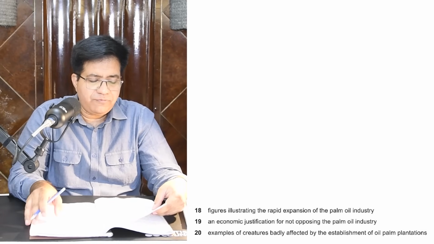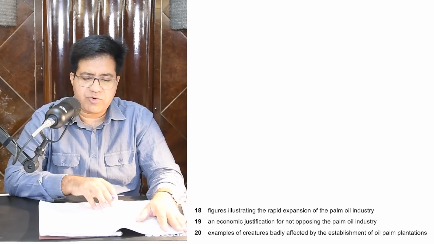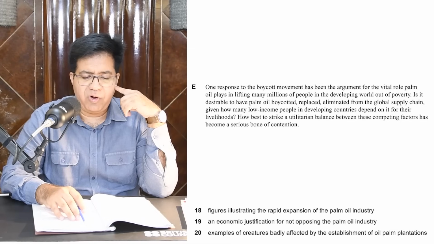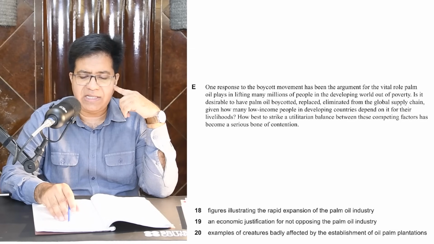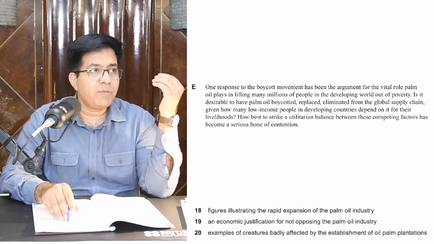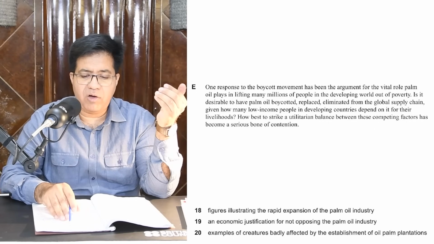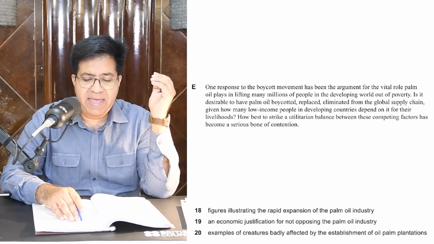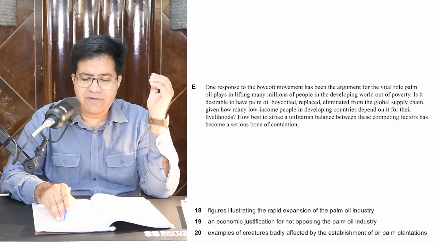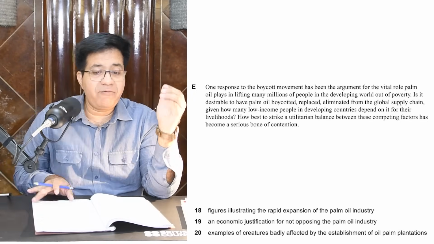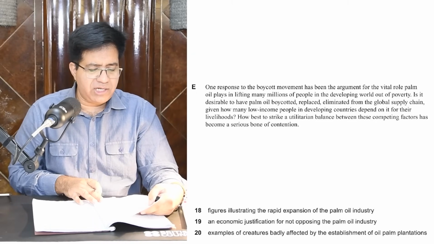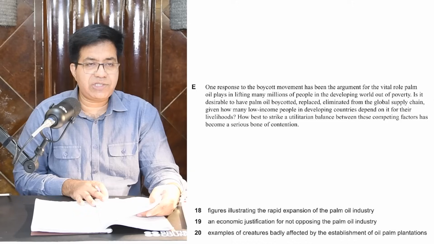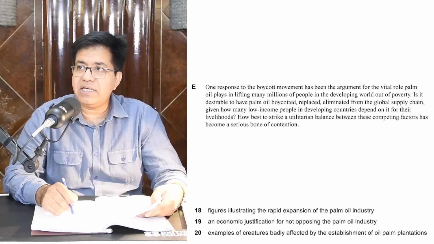Economic justification for not opposing the palm oil industry. That is paragraph E. One response to the boycott movement has been the argument. Now boycott movement means boycott palm oil, and one argument is for the vital role palm oil plays in lifting many millions of people in the developing world out of poverty. So this is the justification for not opposing the palm oil industry. So question number 19, correct answer is E.